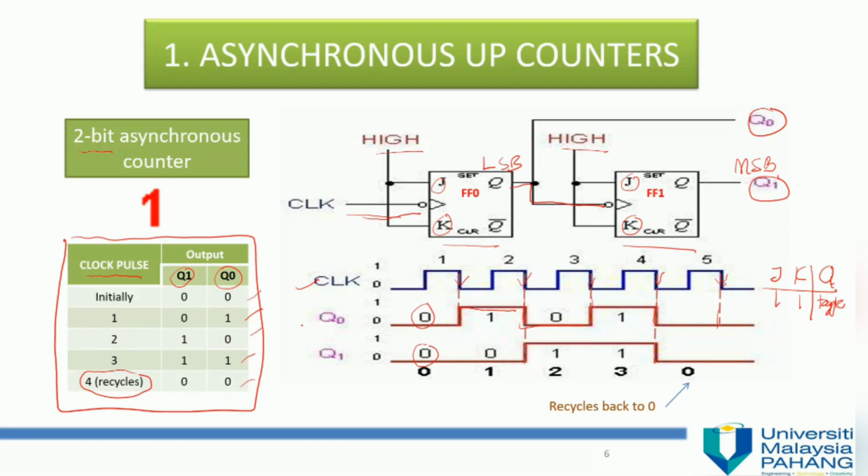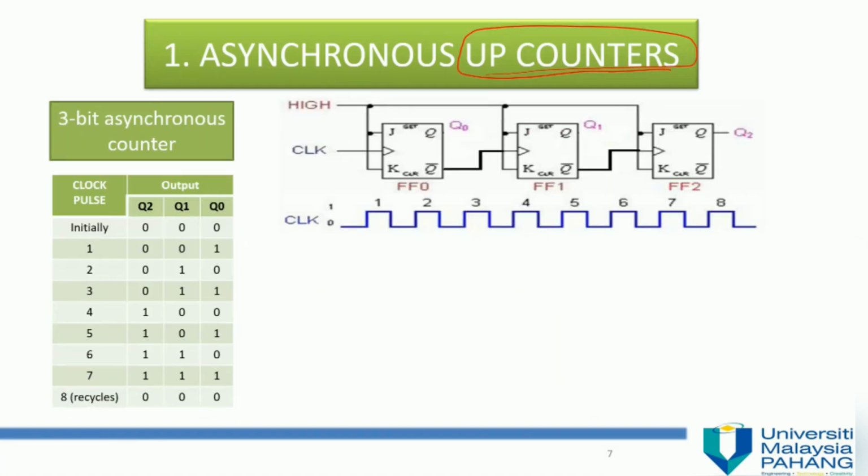Then Q0 will be input to the clock input of flip-flop 1. We take the NGT of Q0 here and here. So the output of Q1 will be triggered at the NGT of Q0. When we check the counting sequence from clock 0, the output of Q1 and Q0 is 0, 0. Clock 1, the output is 0, 1. Next, 1, 0, then 1, 1, and recycle back to 0, 0. This slide also shows an example of up counters.